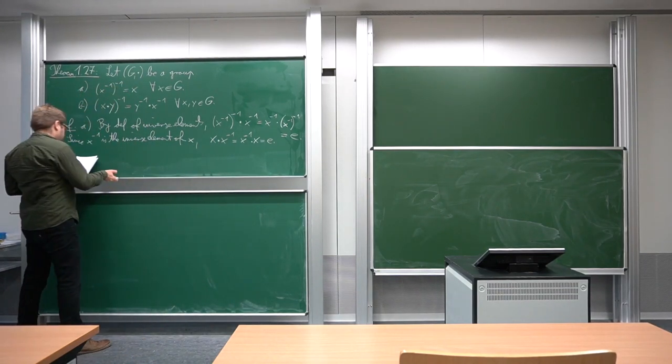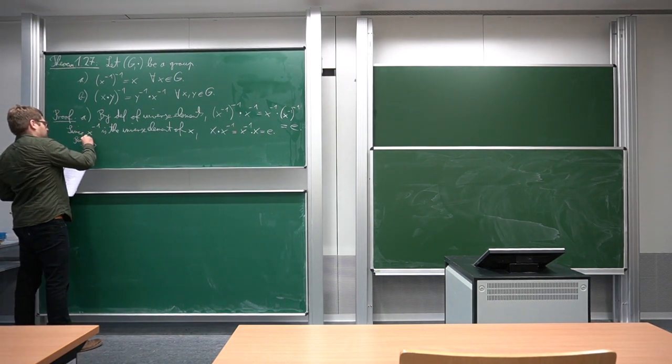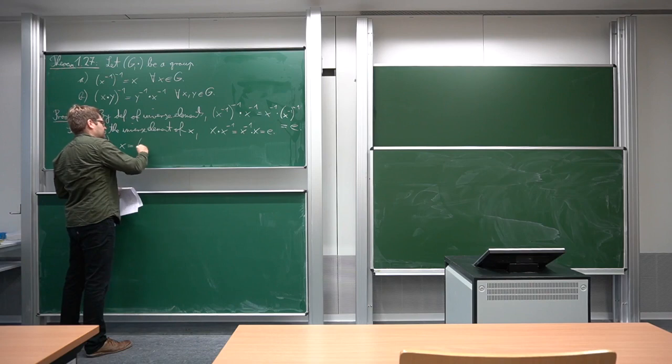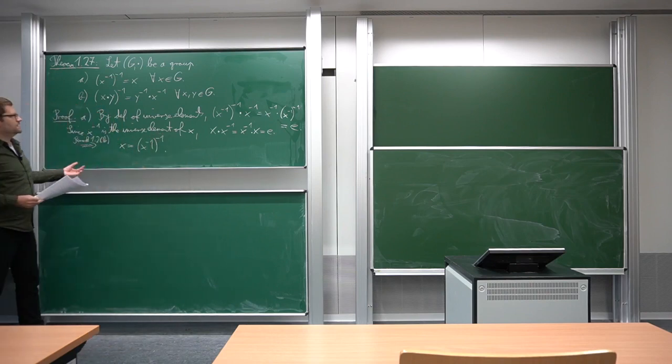So then we already know, this is basically remark 126b, the uniqueness of inverse elements, that x is the inverse of x^-1, which shows part A.